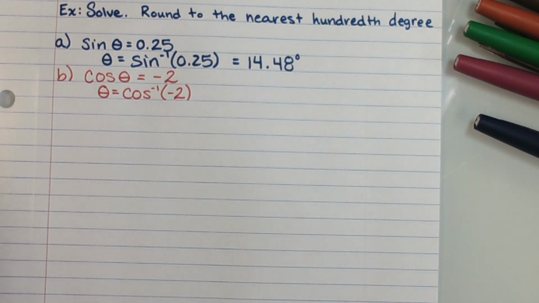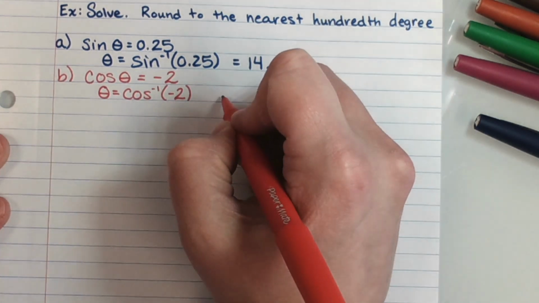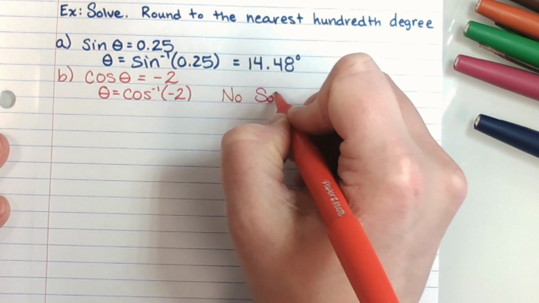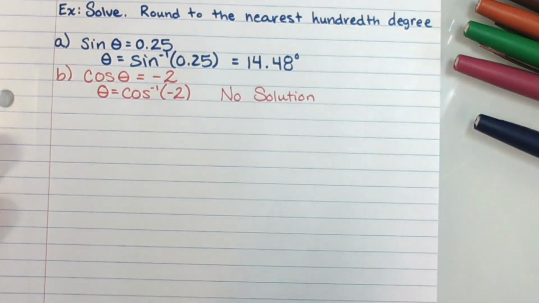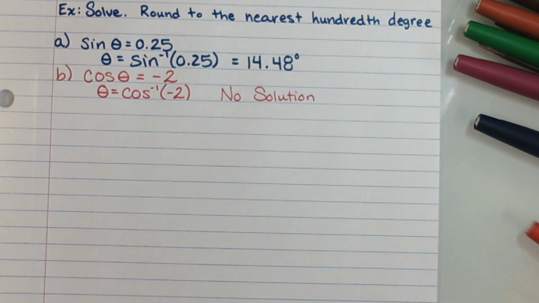What's my answer? Calculator's giving you an error. What's the answer? It is not undefined. It's no solution because my question asked you to solve. It didn't ask you to simplify. Simplify, you got undefined. Evaluate, you got undefined. Solve, it's no solution.